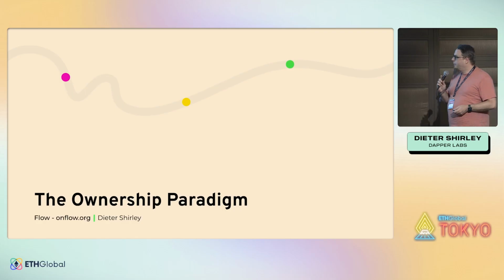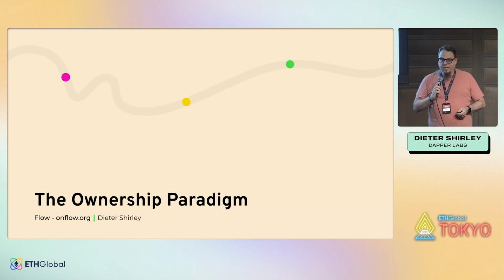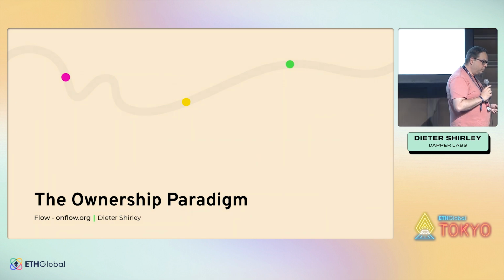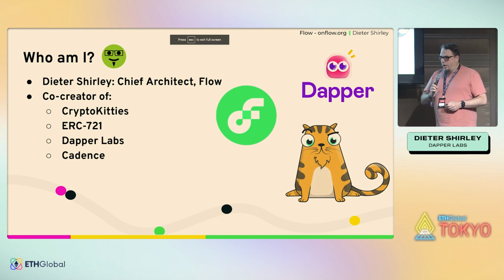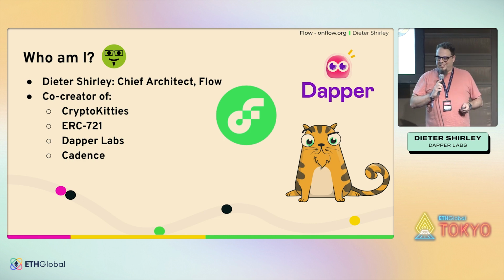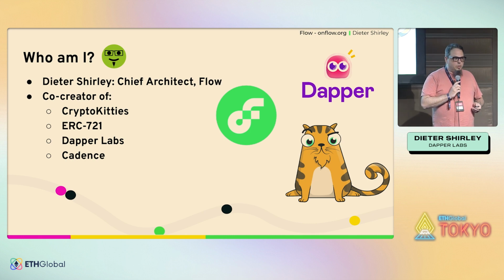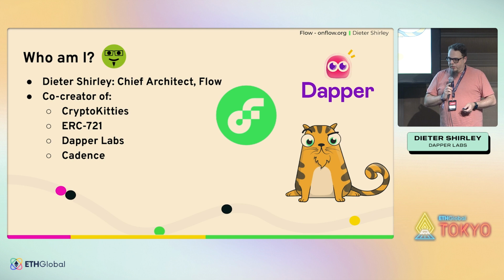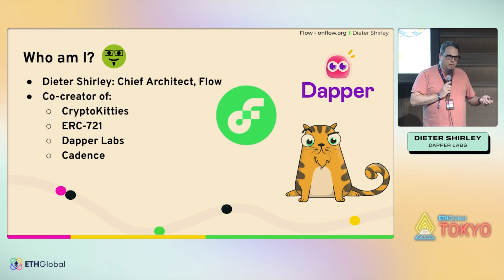Hello, everyone. I'm Dete Shirley, and I'm going to talk about smart contract development, which I know a little bit about. I'm the chief architect of the Flow blockchain. I was also the creator of CryptoKitties, which you might have just heard us talking about a second ago. I was also the original author of ERC 721 that introduced the term NFT to everyone and defined how NFTs work on Ethereum. I was a co-founder of Dapper Labs, and I helped design a language called Cadence.